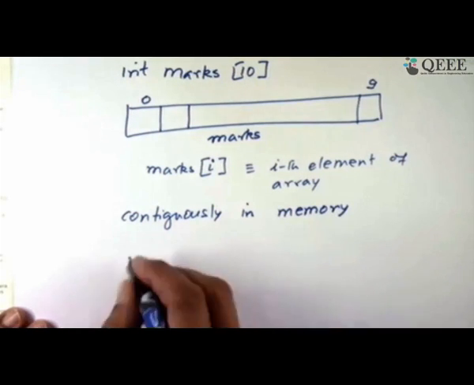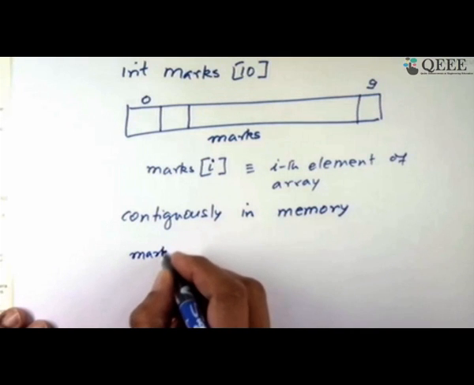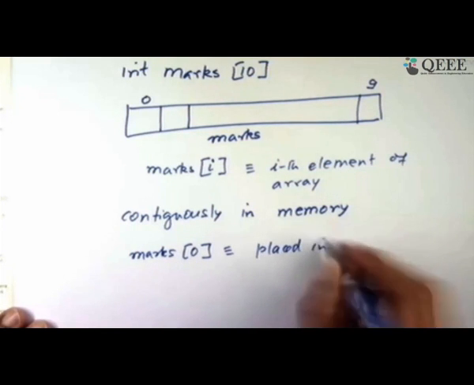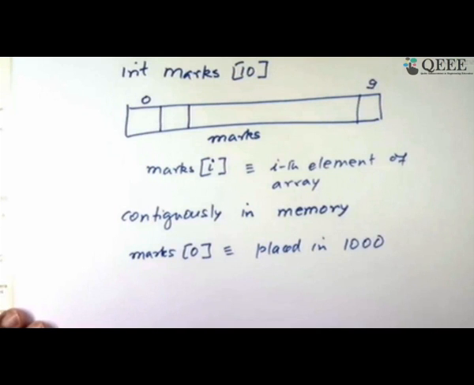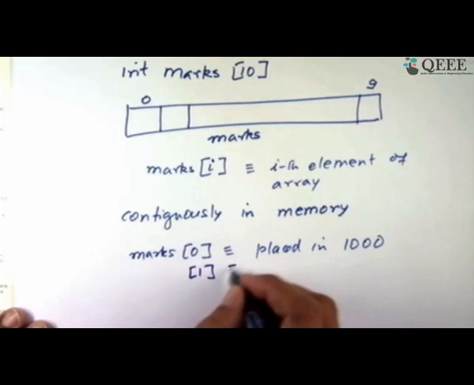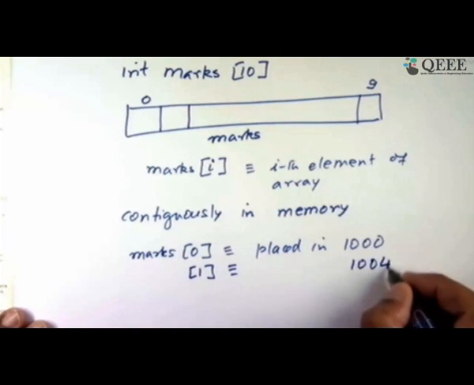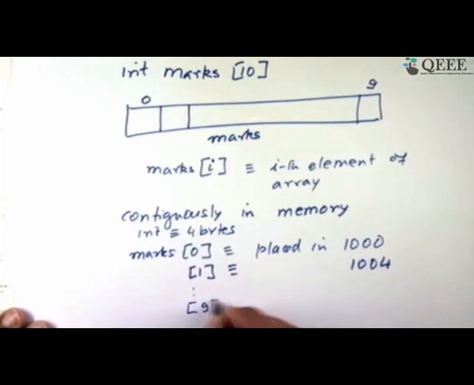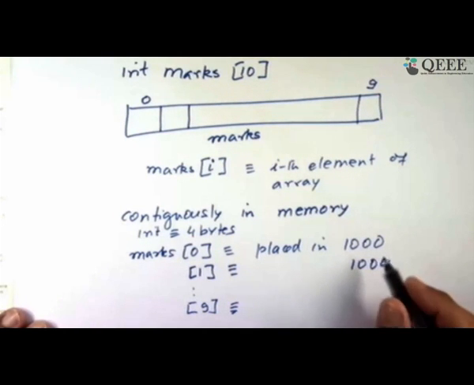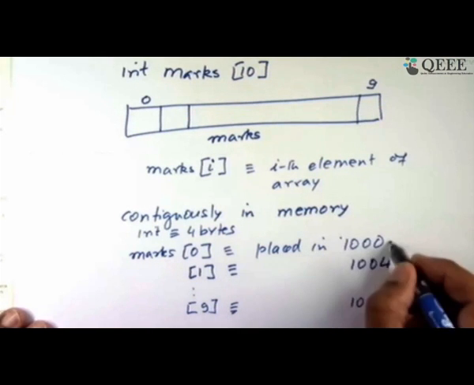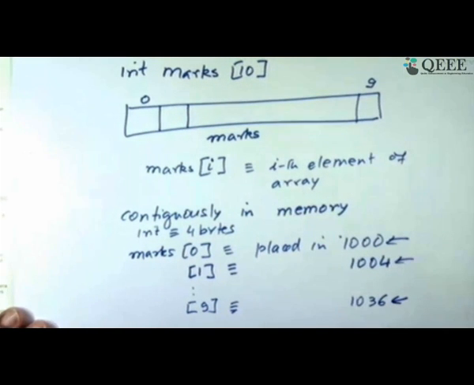In other words, if marks 0 is placed in the location 1000, let's say, just for the sake of discussion, in memory address 1000, then marks 1 is placed in 1004 because int has 4 bytes, my assumption, and so on, and marks 9 also we know where it is. Okay? So it is 1000 plus whatever, so it is 1036. So the addresses are very well known for an array. To whom? To the person who allocates memory, typically the compiler.